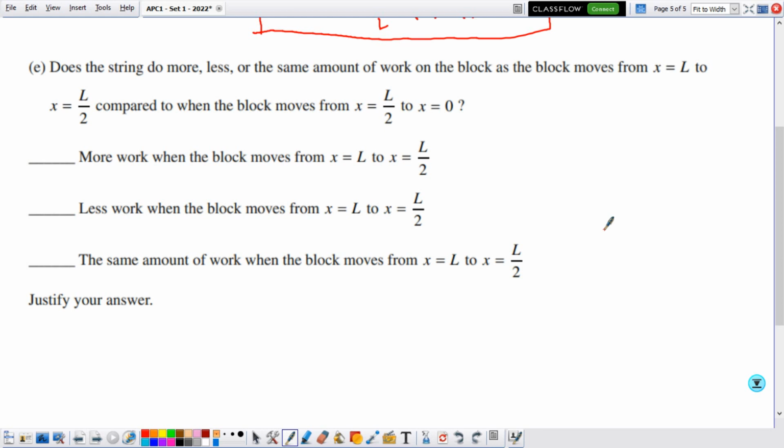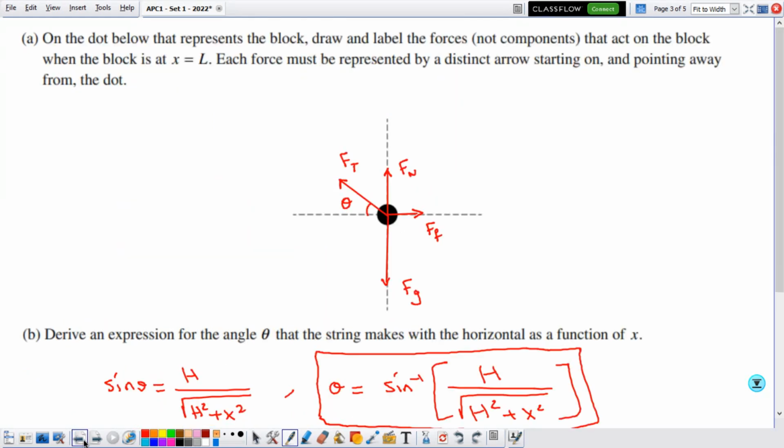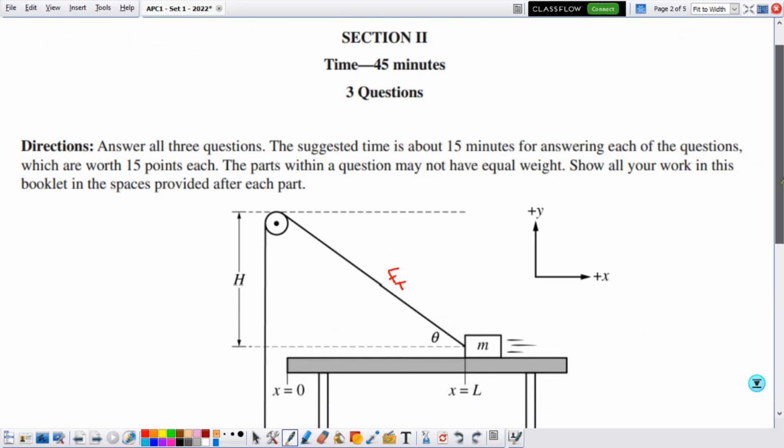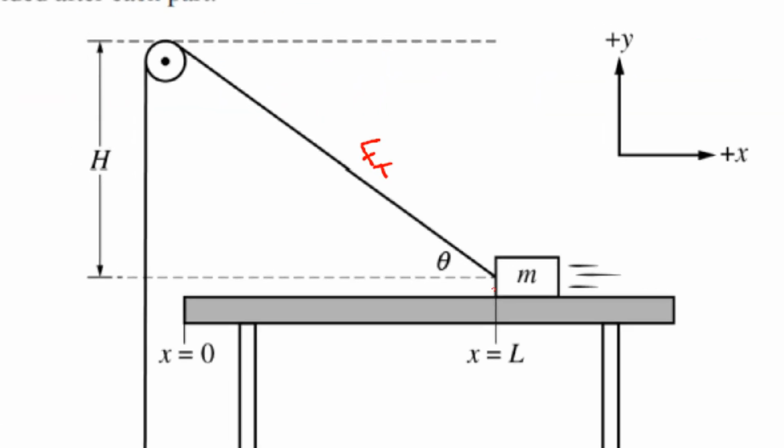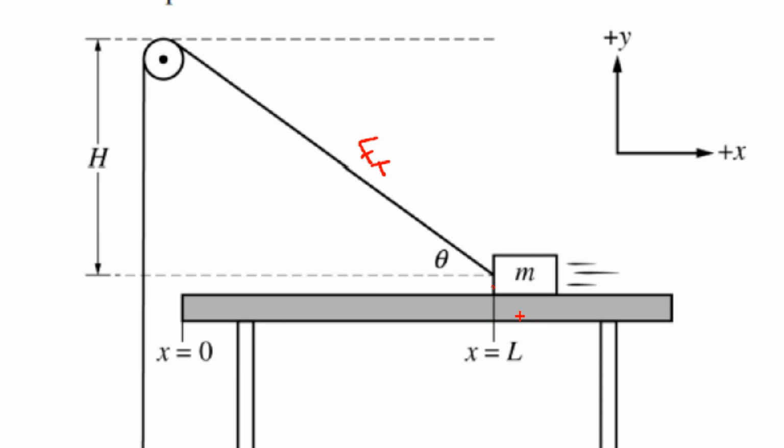Now in part E, does the string do more, less, or the same amount of work when the block moves from x is equal to L to x is equal to L over 2 compared to when the block moves from x is equal to L over 2 to x is equal to 0? So basically what's happening here, first of all, we have divided this segment into two, from L to L over 2 and from L over 2 to 0. So this is phase 1, and this is phase 2.